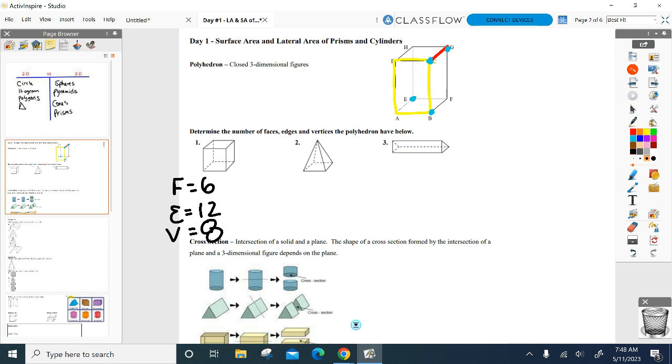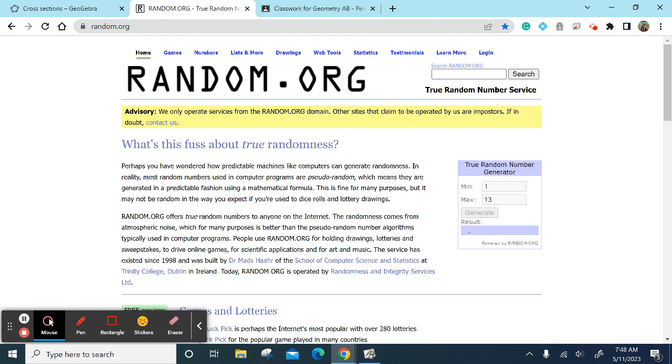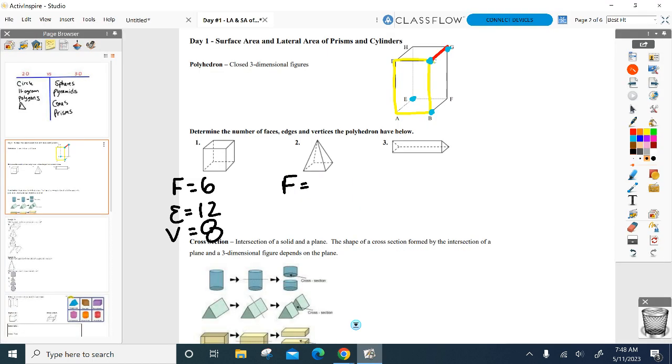All right, we'll do one more here together, and then I'll let you go on your own. This is called a pyramid. We'll be working with that in a couple days. How many faces on the pyramid? Counting them up. How many faces? 5 faces.